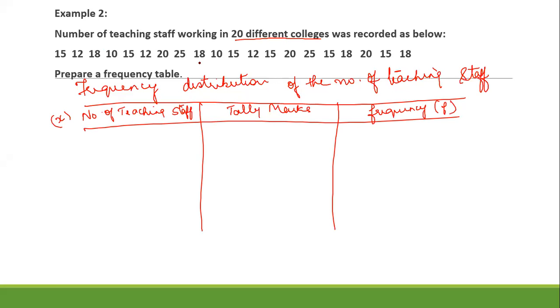In this, which is the least number? In the 20 different colleges, it is 10. Which is the highest one? Highest is 25. So it will be 10, 11, 12, 13, 14, 15, 16, 17, 18, 19, 20, 21, 22, 23, 24 and 25, written downwards.